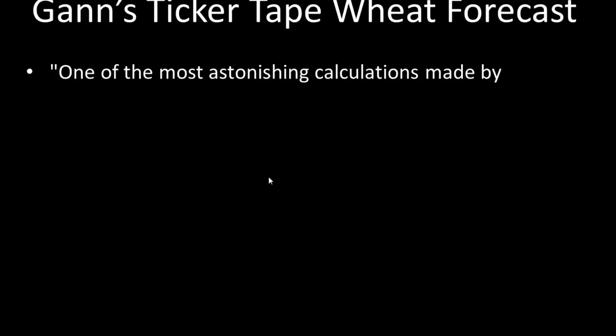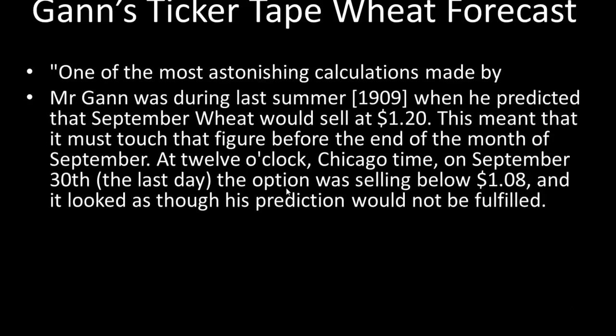So let's have a look at another one of Gann's famous forecasts. It's called his ticker tape wheat forecast. One of the most astonishing calculations made by Mr. Gann was during late summer in 1909, when he predicted that September wheat would sell at $1.20. This meant that it must touch that figure before the end of the month of September. At 12 o'clock Chicago time on September 30th, that's the last day of the option, it was selling below $1.08, and it looked as though his prediction would not be fulfilled.